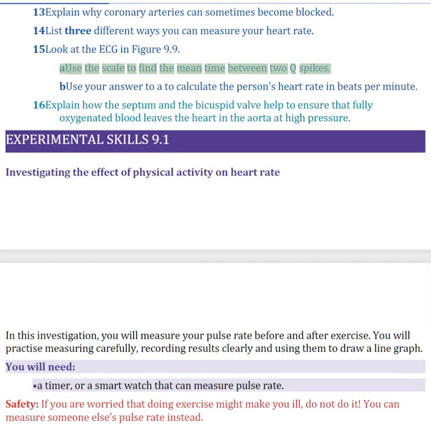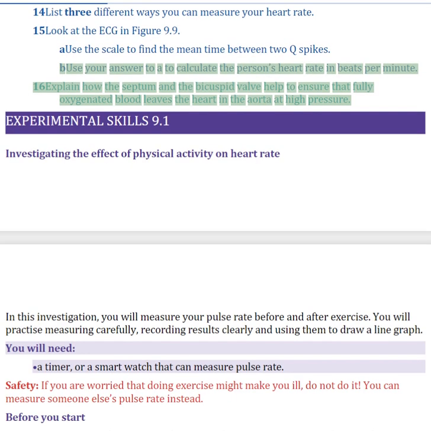A. Use the scale to find the mean time between two Q spikes. B. Use your answer to A to calculate the person's heart rate in beats per minute. 16. Explain how the septum and the bicuspid valve help to ensure that fully oxygenated blood leaves the heart in the aorta at high pressure.